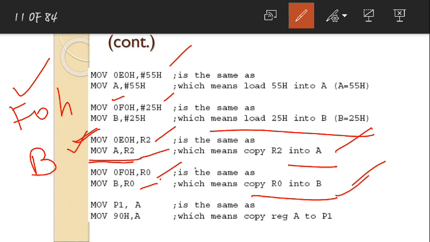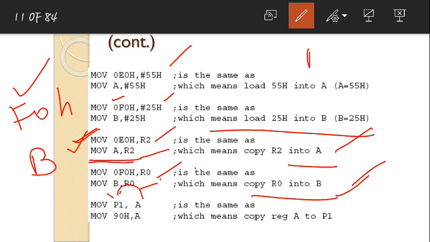Now we are trying to move into a port. See here, MOV P1, A. So P1 is an 8-bit port and A is 8-bit, so even the size is matching. So now I am trying to move from A to P1.